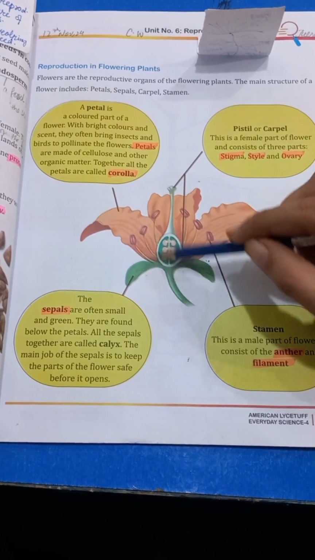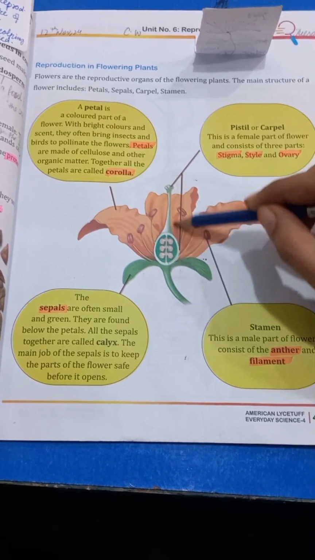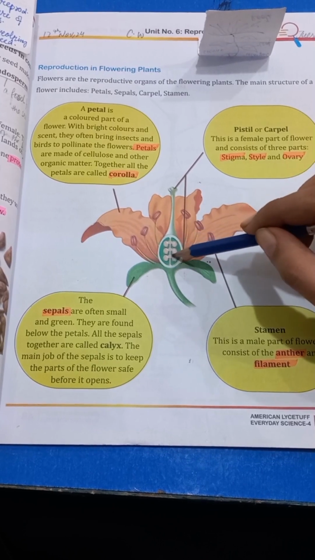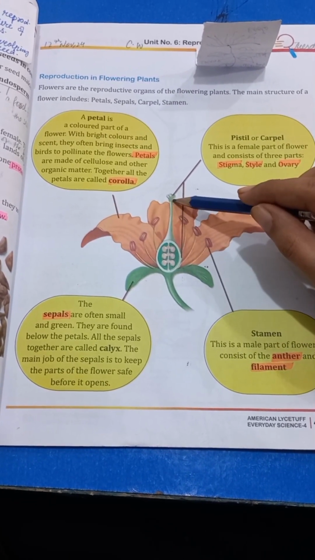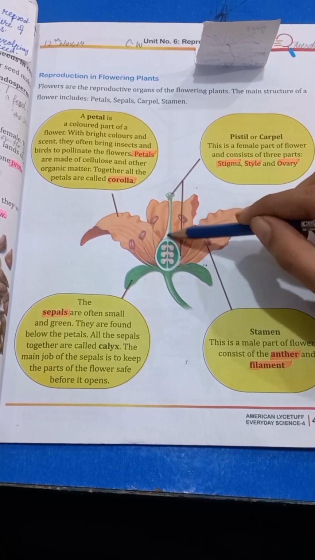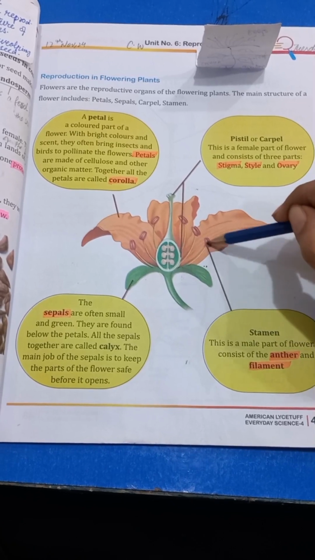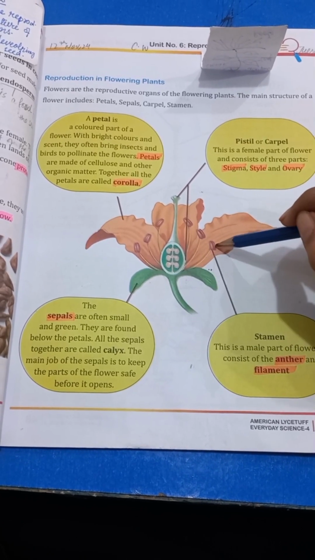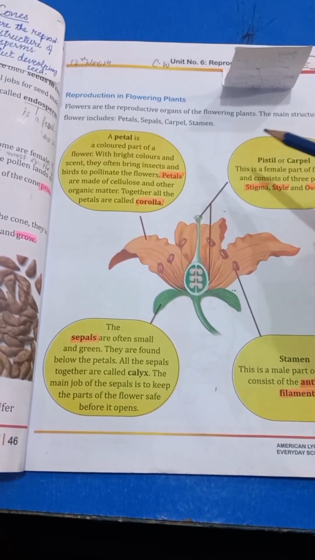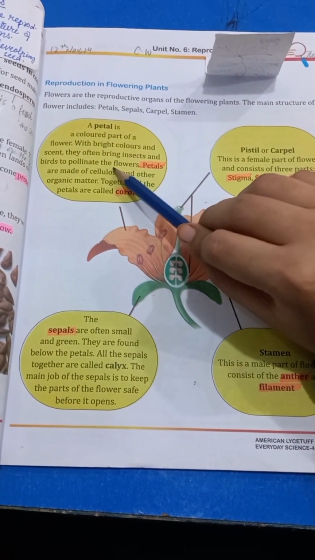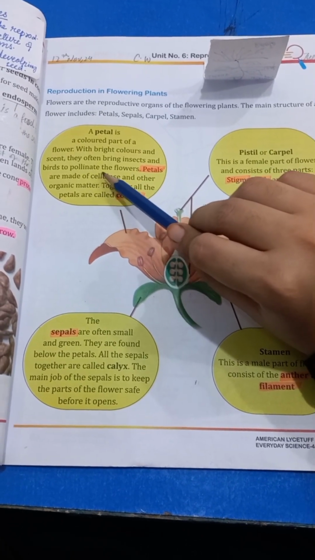Okay, this is the female reproductive organ, which is called carpel or pistil. Carpel and pistil are both names of the female reproductive organ. It has three parts: this is the stigma, this is the style, and this is the ovary. After that, this is the male reproductive organ, which has two parts. This is the anther, and this is the filament.